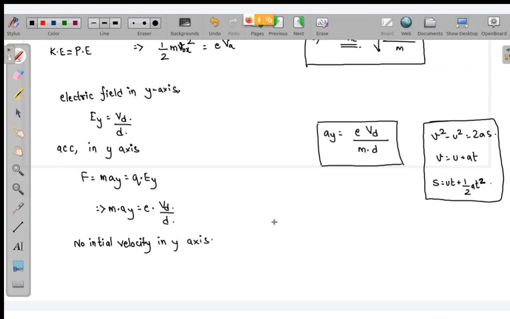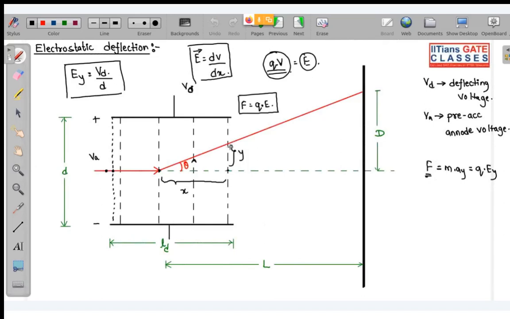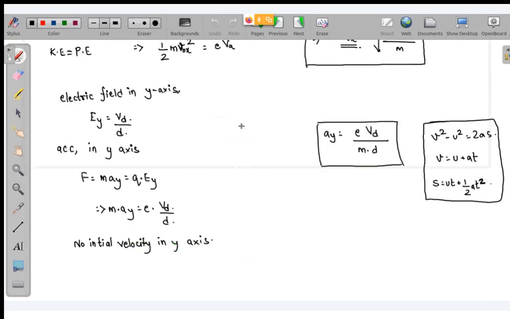So if I want to see the vertical displacement, I have assumed the vertical displacement as y. So y is equal to half ay t square, where ay I have already calculated. Tell me, is this clear or not? So you can put the value of ay as e Vd by m d, so y is equal to half e Vd by m d t square, means there will be a half also.